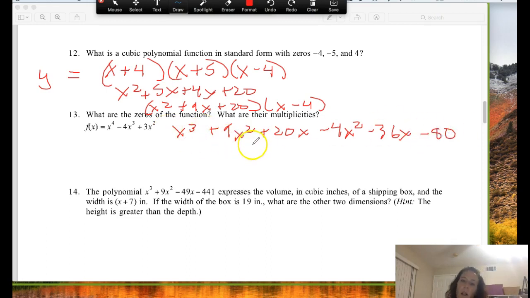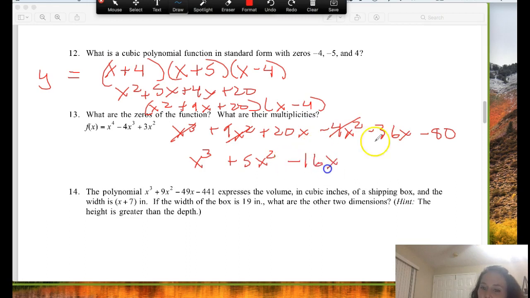Now I have to simplify all of this. I have 1 cubed, so it's going to be x cubed. I have 2 x squared terms, so 9 minus 4 is going to give me positive 5x squared. I have 2 x terms: 20 minus 36 is going to be negative 16x, minus 80 is what's left. And there you have your polynomial. Sorry, let's be accurate, because it asked me for a function: I need to say f of x equals this. And that's where y would be 0, finding the zeros.